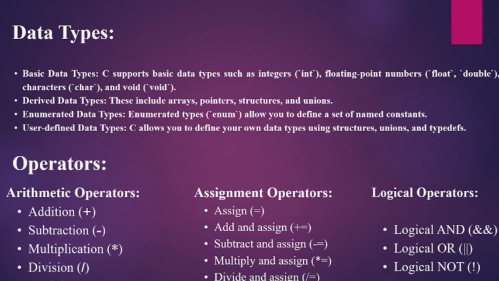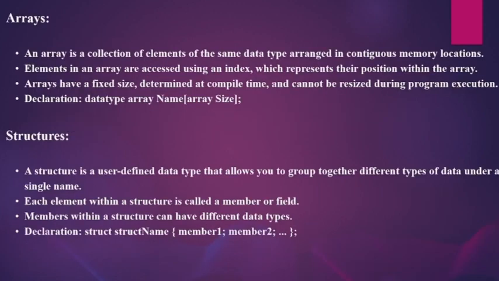Some of the operators used in the C language are arithmetic operators, assignment operators and logical operators. Arithmetic operators include addition, subtraction, multiplication, division and modulus. Assignment operators include assign, add and assign, subtract and assign, multiply and assign, divide and assign, modulus and assign. Logical operators used are logical and, logical or and logical not, and the symbols are also included next to the words.